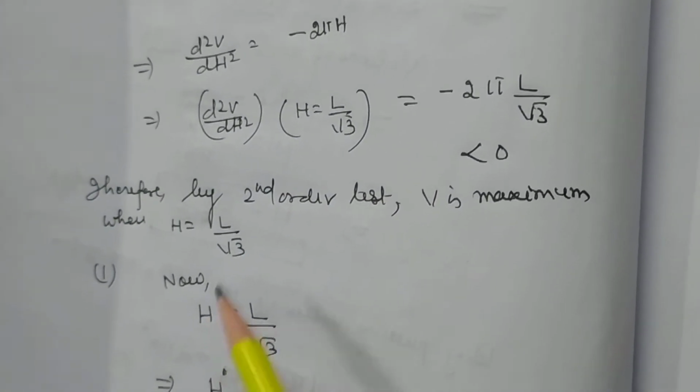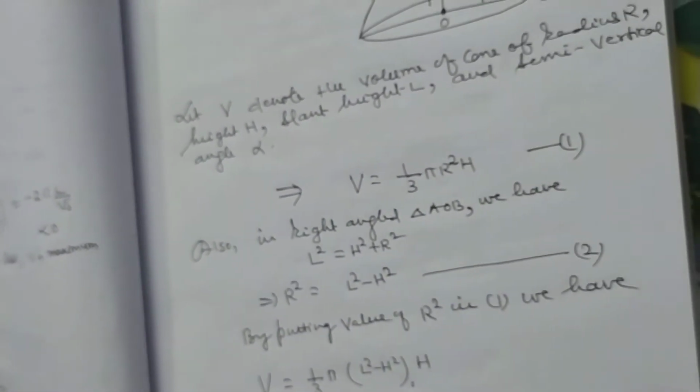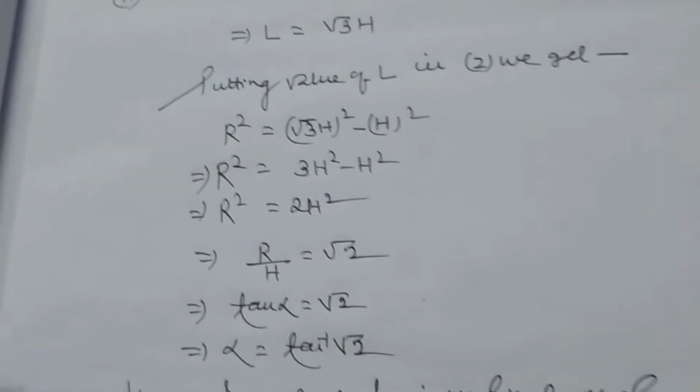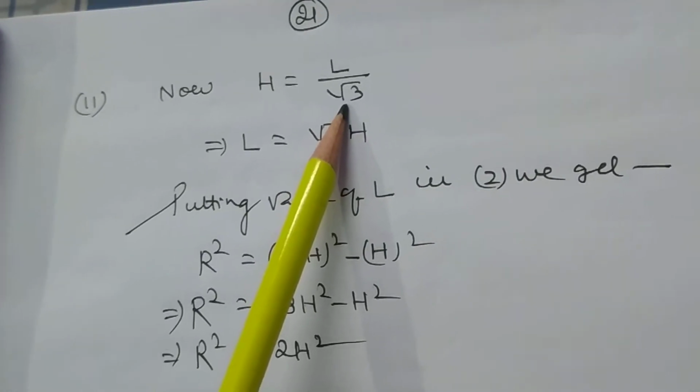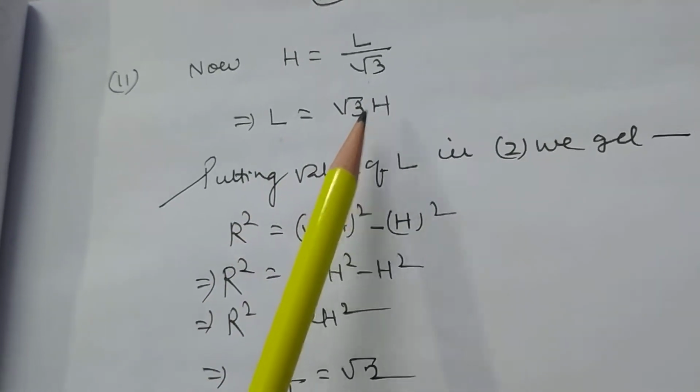This is the first part of the problem. Now I want to solve the second part of this problem. My dear student, h is equal to L by root 3. This is the point of maximum. So L is equal to root 3 h.